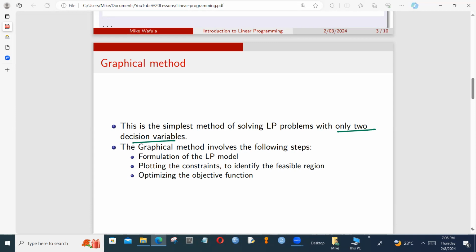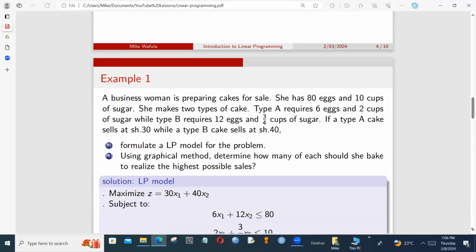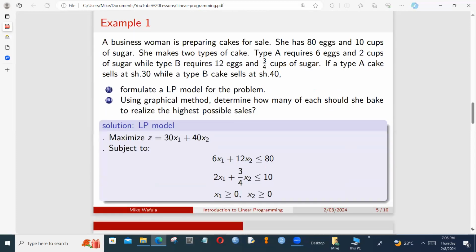And the stages you follow when you adopt the graphical method are, first, we formulate the linear programming model like the one we have above. Then we plot the constraints with the intention that we get a unique region that we call the feasible region. Then we use that particular feasible region to get the optimal value of the objective function. We have a case example here that I want us to look at.